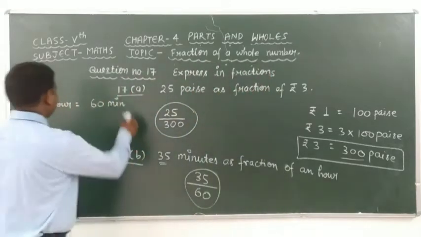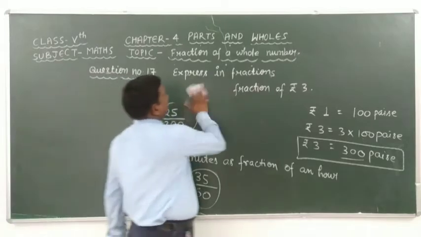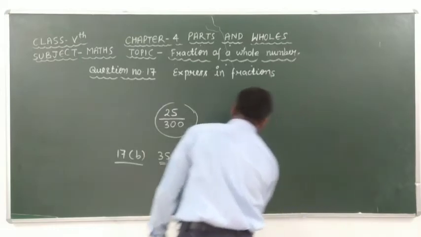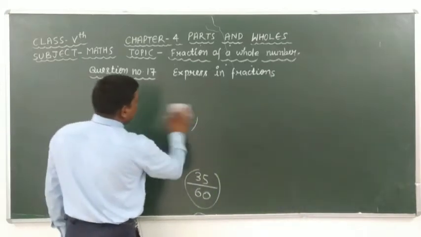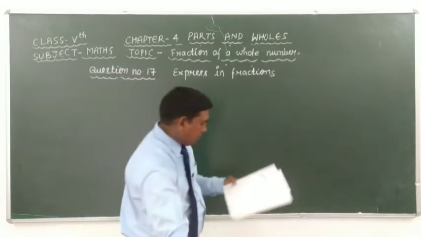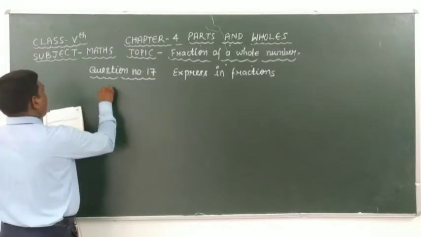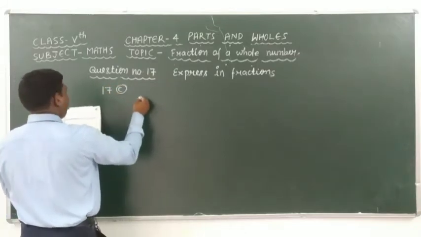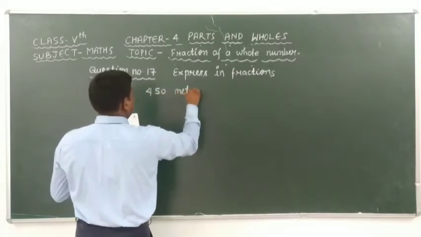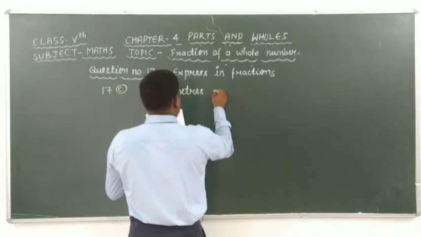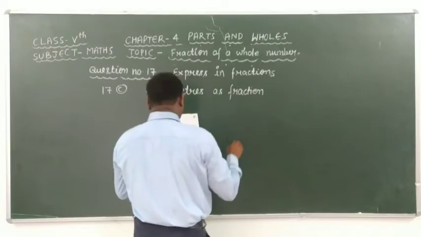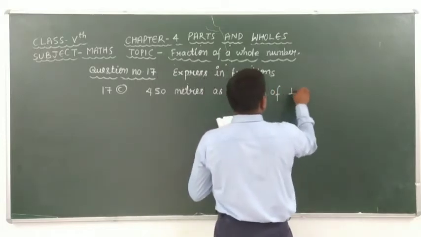Now read this. Question number 17 of C. This is a very simple question, students. Question number 17 of C. Look here carefully. Here it is given 450 meters as a fraction of 1 kilometer.